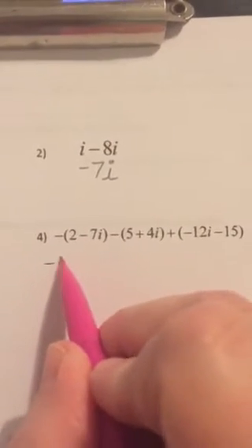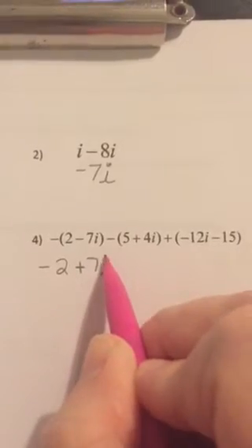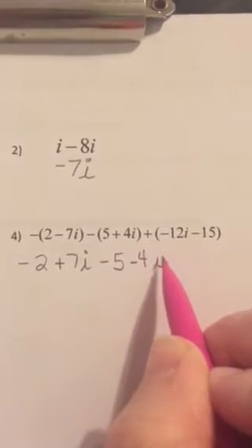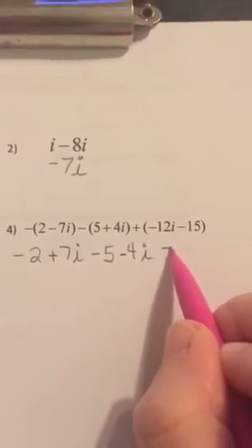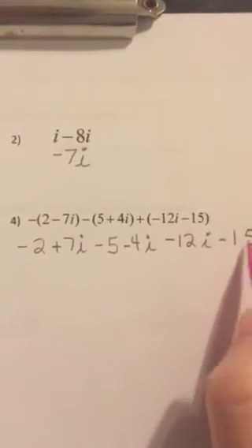I'm going to distribute my negative, -2, and then I'll get a plus 7i, clearing out the parentheses. Distribute your negative and clear out the parentheses. And here, I'm really just going to drop my parentheses because I don't have anything to distribute.